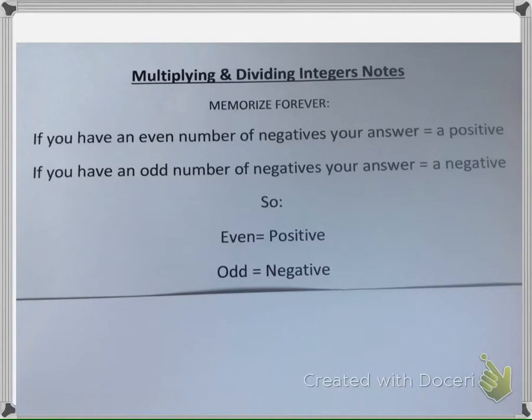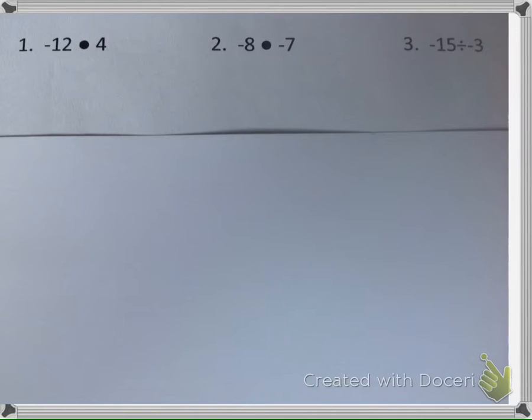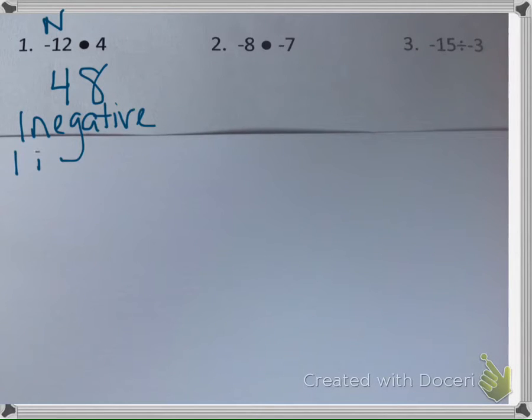So let's take a look at the problems on the page. I have negative 12 times 4. Well, 12 times 4 is easy. 12 times 4 you already know is 48. Okay, but if you look, I have one negative number. 12 is your only negative number. So you have one negative, and I'm going to write this out for this one and the next few, and then we're going to just say it every time. One negative. The number 1 is odd, so my answer is going to be negative. And then you just need to do the math. 12 times 4 is 48.